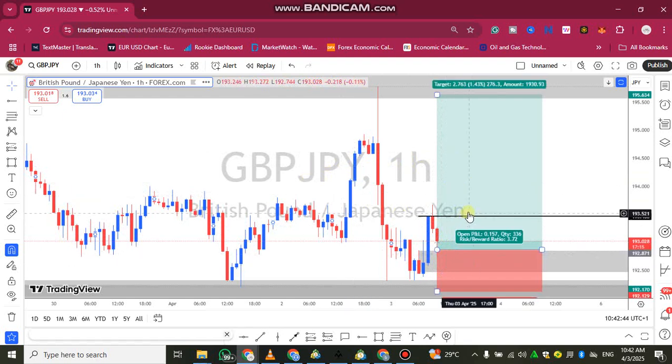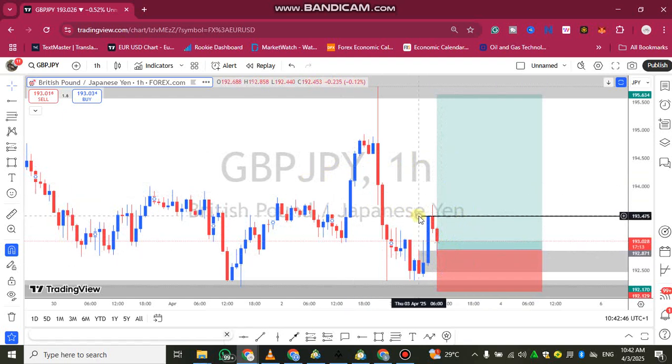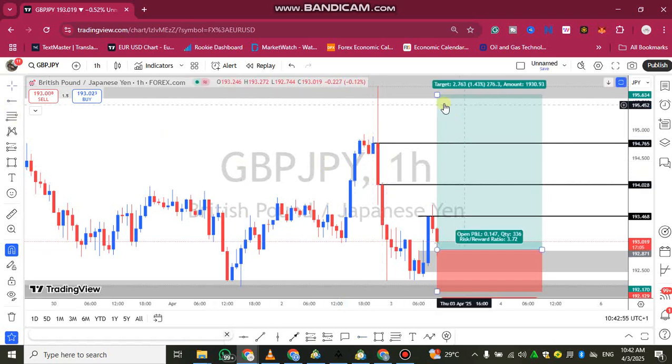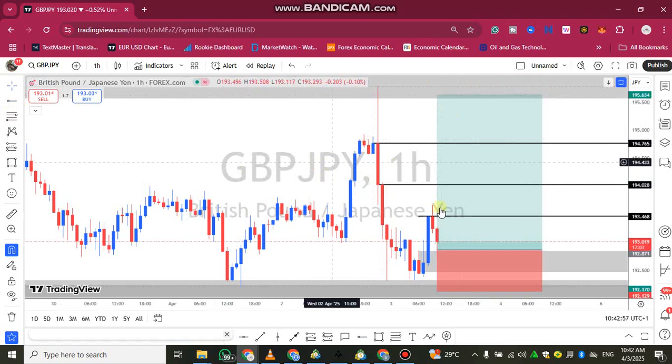But this is a long-term perspective, and this is my TP1 over here. TP2 can be over here like this, and TP3 like this. Then TP4 is the main area over here. So I'm still seeing that the price will really dip into this area very well.